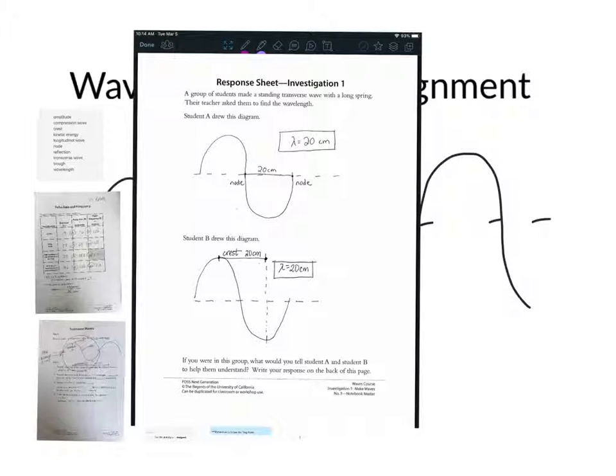Response sheet investigation 1. A group of students made a standing transverse wave with a long spring. Their teacher asked them to find the wavelength. Student A drew this diagram. Wavelength equals 20 centimeters. Student B drew this diagram. Wavelength equals 20 centimeters. If you were in this group, what would you tell student A and student B to help them understand? Write your response on the back of this page.